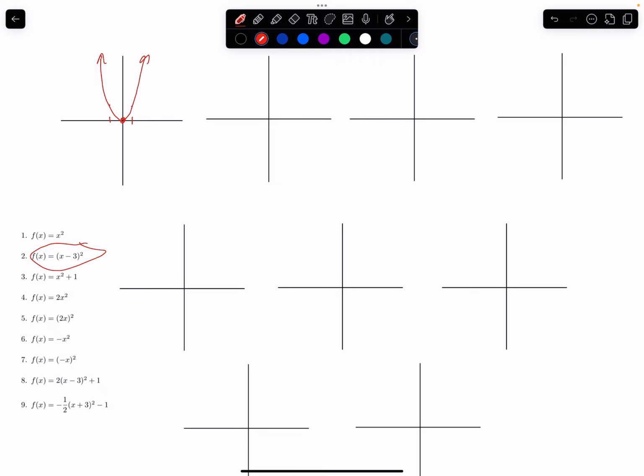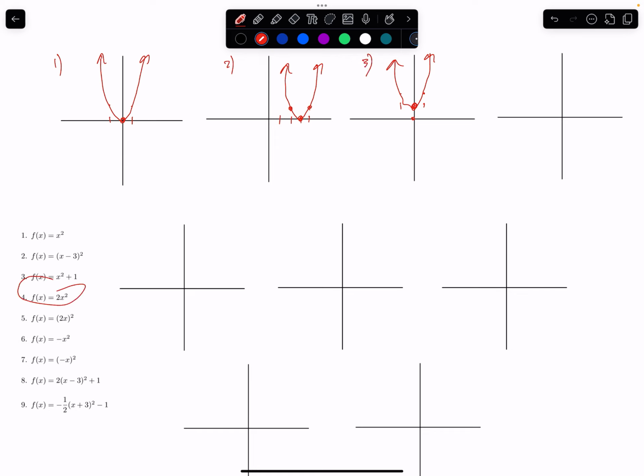Okay, next one, -3 means shifted to the right, right? 1, 2, 3, same parabola, shifted to the right. 1 up to the left, 1 up to the right, 1 up. Okay, next one is +1. So from my starting position, +1 right here, 1 right, 1 up, 1 left, 1 up, right there. This is number 3. So this is number 1, this is number 2, this is number 3.